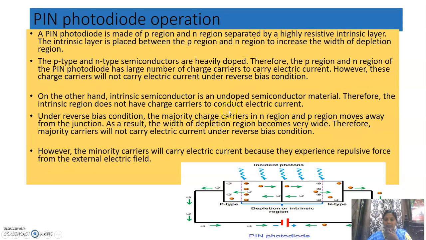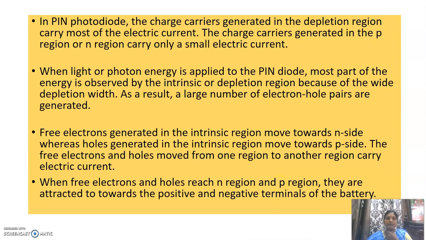If you see the diagram here, the charge carriers produced in the depletion region will only give us the current in our external circuit. Whereas the charge carriers produced away from the depletion region don't contribute current to our circuit. They just move randomly or may recombine. So only this center part gives us the current to our external circuit in the detectors, be it a PIN or a photodetector. The charge carriers generated in the P region or N region carry only a small electric current.